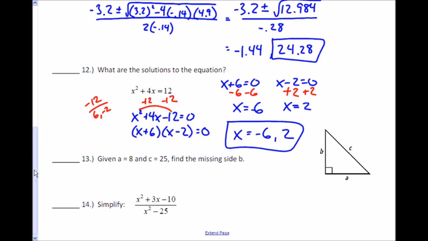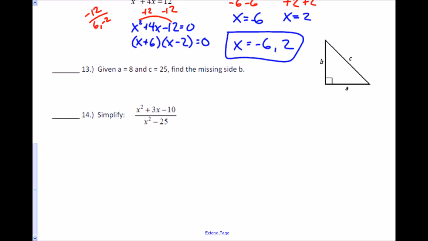Number 13, it says given a is 8 and c is 25, find the missing side b. So again, if this is 25 and this guy is 8, I'm just going to use my Pythagorean theorem, which is a squared plus b squared equals c squared. And so when I plug this in, that's 64 plus b squared equals 625.